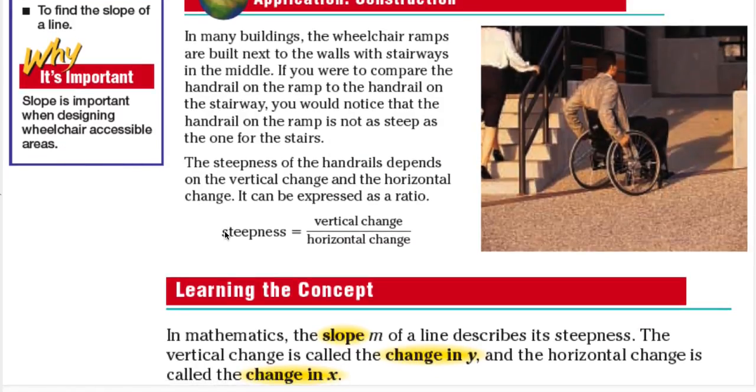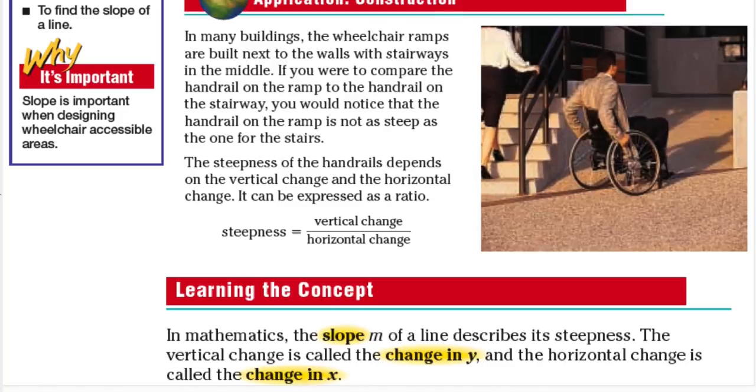If you were to compare the handrail on the ramp to the handrail on the stairway, you would notice that the handrail on the ramp is not as steep as the one for the stairs. The steepness of the handrails depends on the vertical change and horizontal change. It can also be expressed as a ratio.